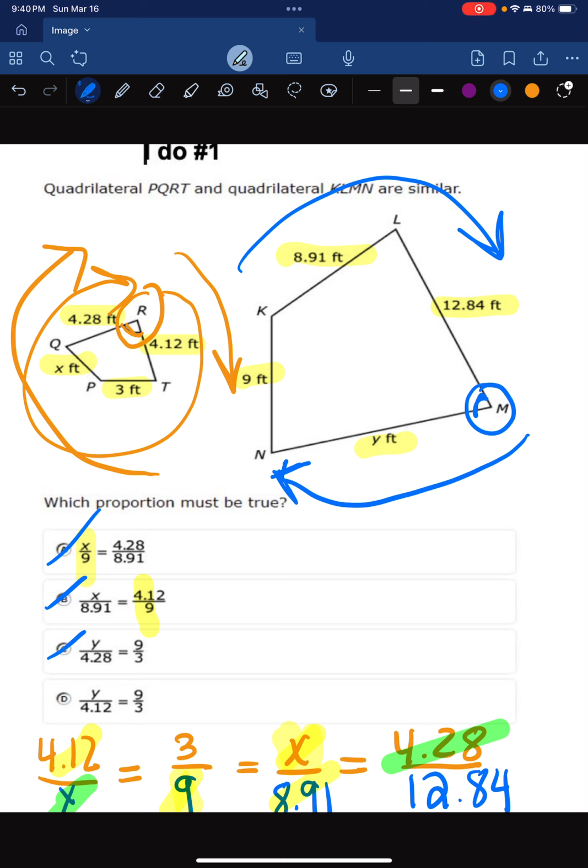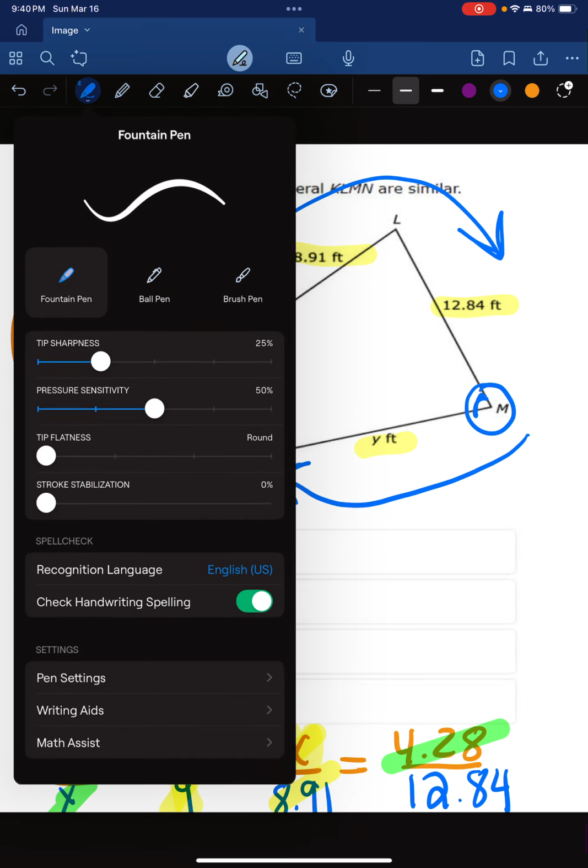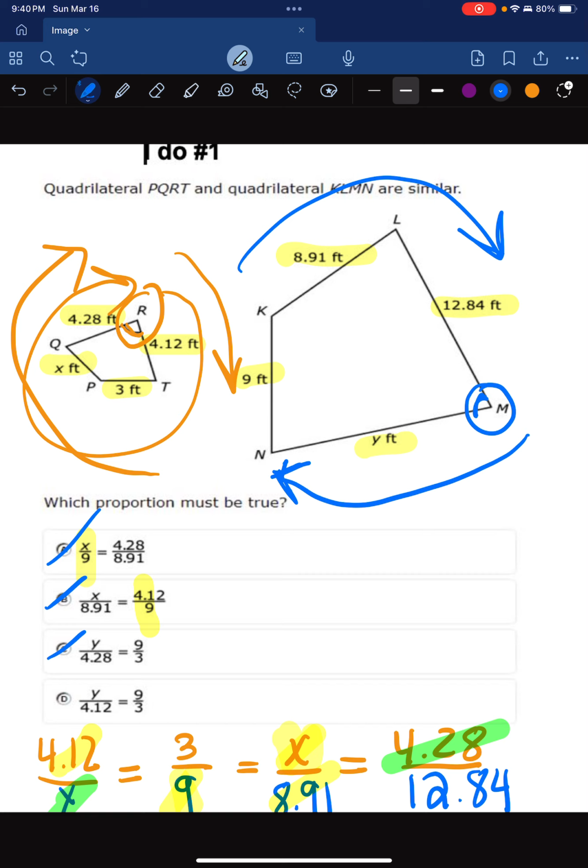And the letter choice D tells us that we have y over 4.12, which we do. It's just flipped upside down, but that's okay. And then we have 9 over 3, which those are in the same proportion, but they also have to be flipped upside down, which they are. So that means that our correct answer here is D.